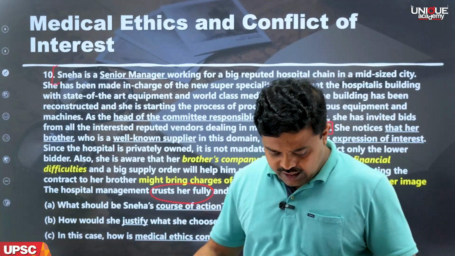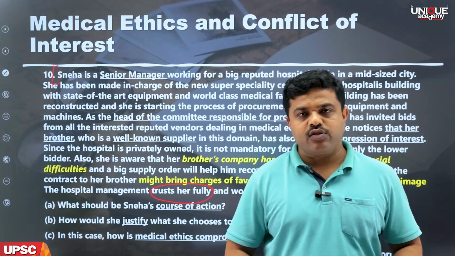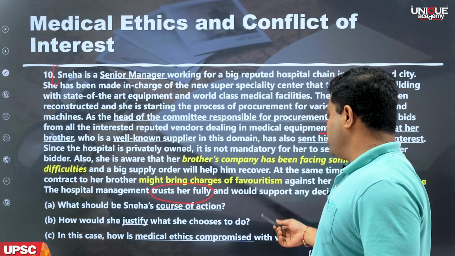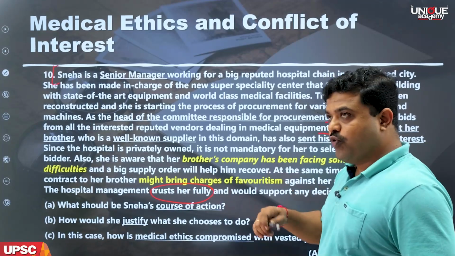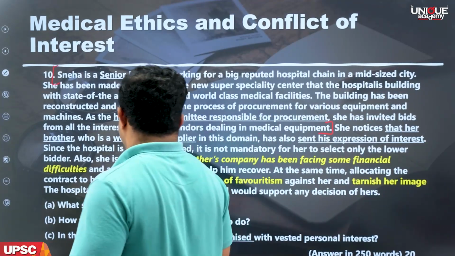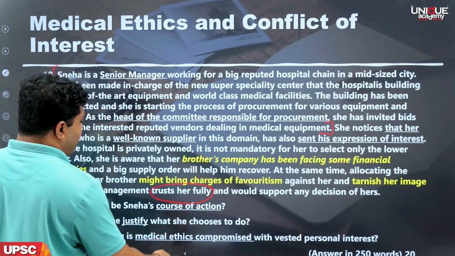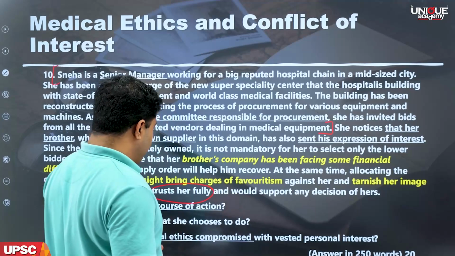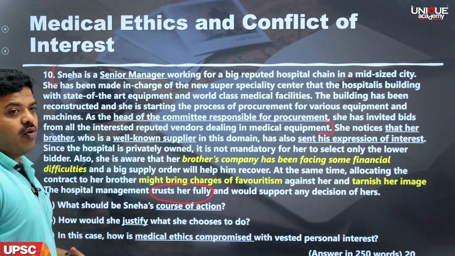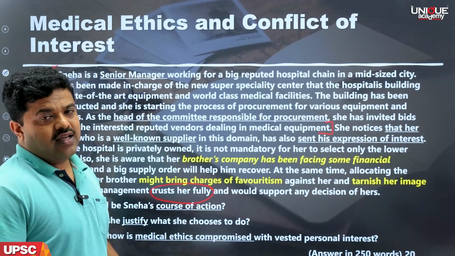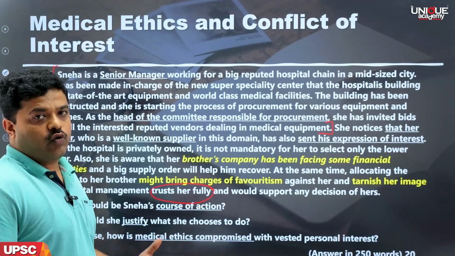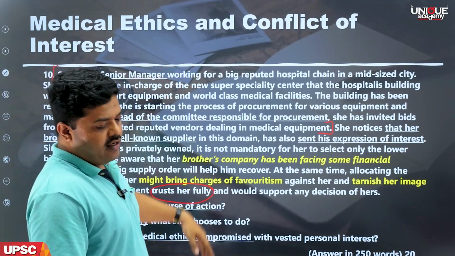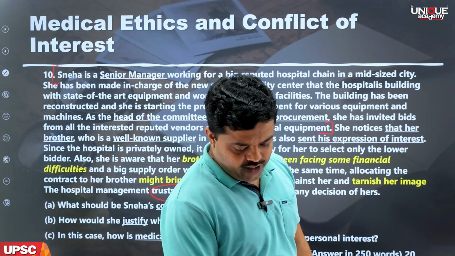Okay. So there are 3 questions. What should be Sneha's course of action? That is the first question. How would she justify what she chooses to do? So जो भी वो करेगी उसको justify करना पड़ेगा. And in this case, how is medical ethics compromised with vested personal interest? So अगर कुछ पॉसिबिलिटी है कॉम्प्रोमाइज होने की तो वो कैसे हो सकता है जिसमें वेस्टेड पर्सनल इंटरेस्ट सर्व हो रहा है. सो ये क्लियर केस ऑफ कॉन्फ्लिक्ट ऑफ इंटरेस्ट है एंड इट इज कंसर्न विद मेडिकल एथिक्स. सो लेट्स लुक एट सम ऑफ द पॉइंट्स.